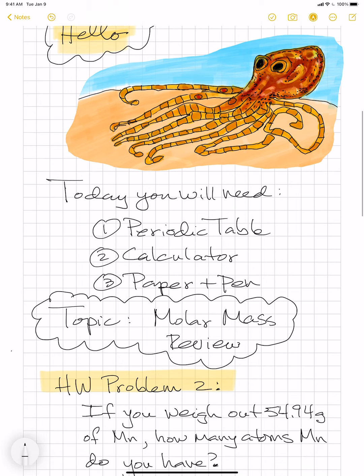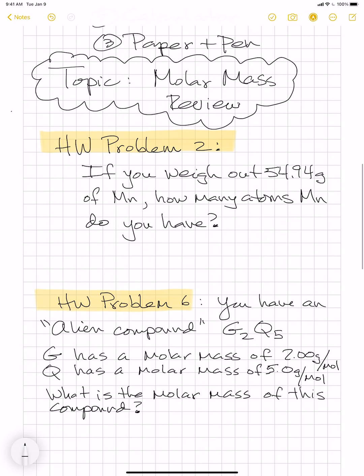Let's get started today by just going over the 2 problems that I was really concerned about on the homework, okay? The homework that you had, I believe there were 6 problems, and these 2 are pretty much the only 2 that you could not just type the problem into Google, get an answer, and then write it down as if you solved it yourself.